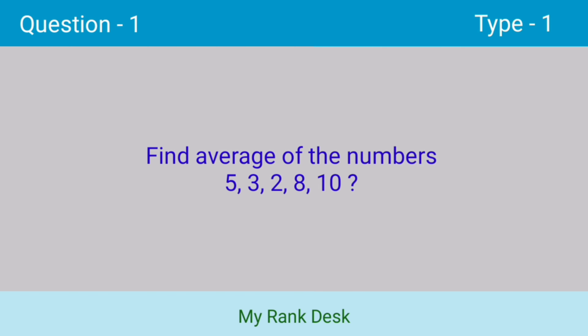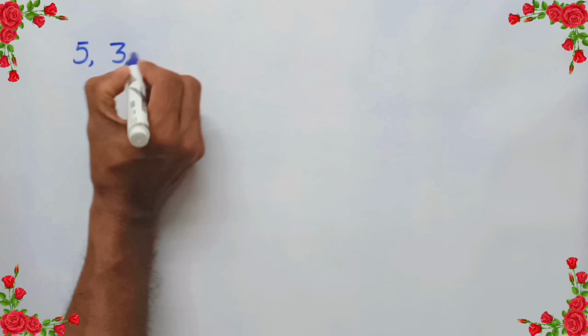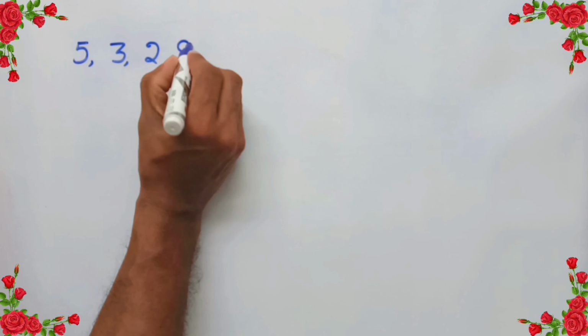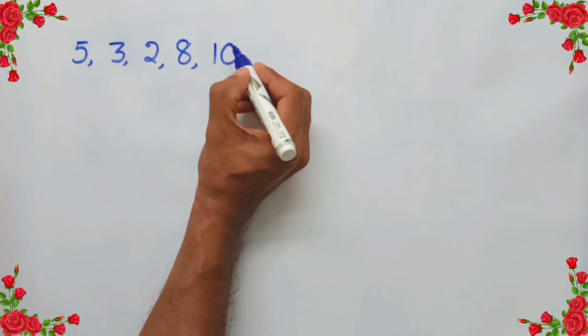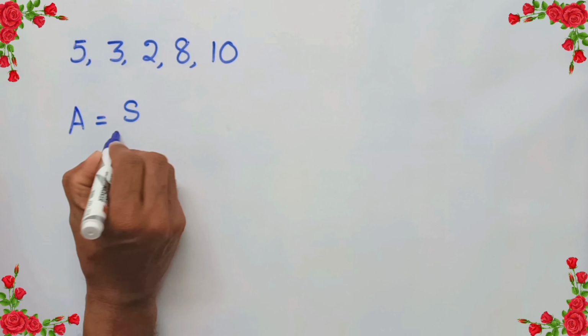To find average of two or more observations, divide sum of the observations by the number of observations. The quotient we get on dividing the sum by number must be average of the numbers. Let's solve the problem. The numbers given are 5, 3, 2, 8 and 10. The formula to find average is average equal to sum by number.